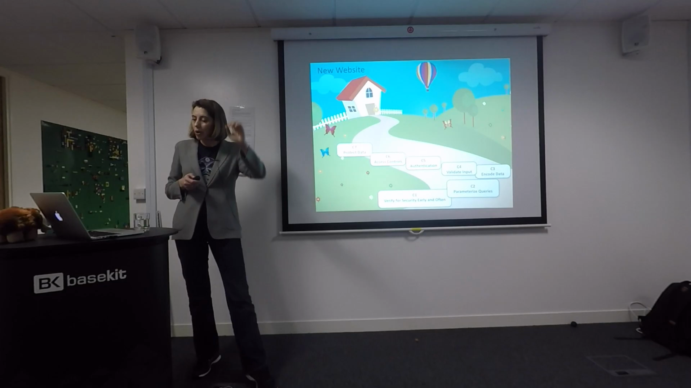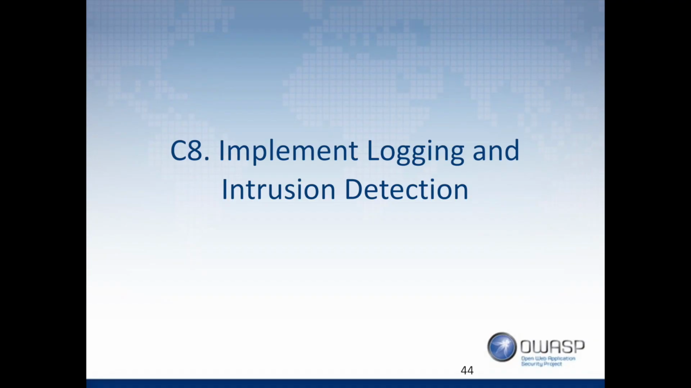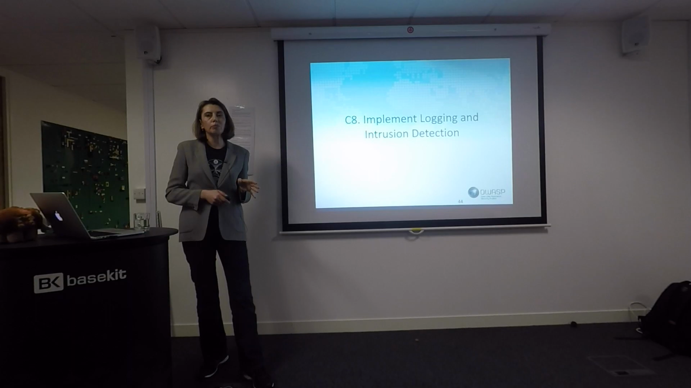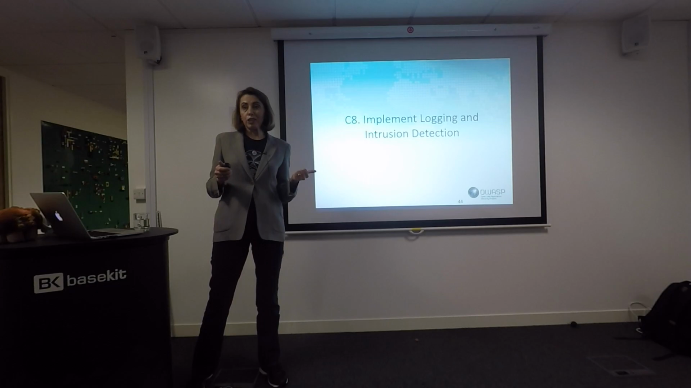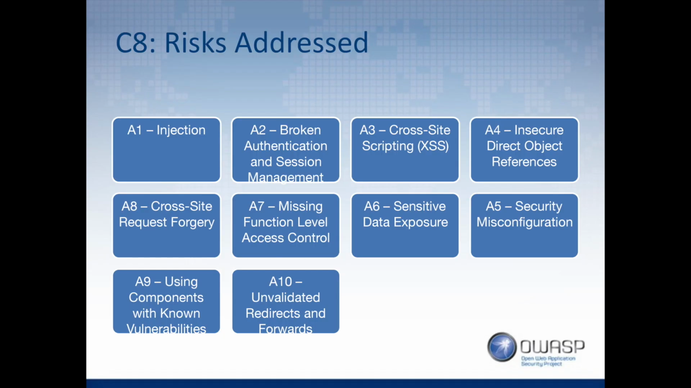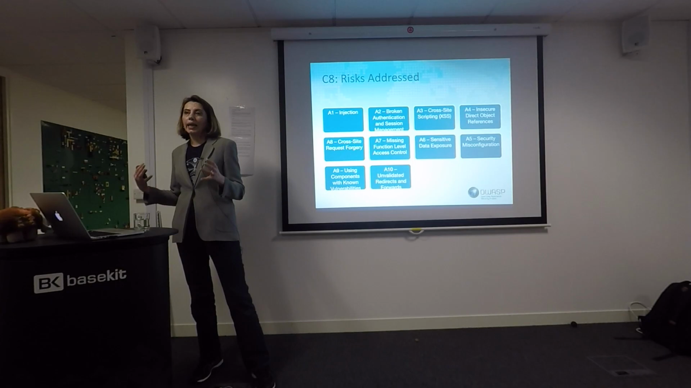Well, another thing that we can improve is logging and intrusion detection. For this, we have control number 8. Now, when it comes to logging, it shouldn't be used only for debugging and troubleshooting. You can actually use it for application monitoring, compliance monitoring, if your application needs to be compliant or has to satisfy some compliance, and intrusion detection. And using an appropriate logging mechanism in conjunction with a good detection one can help to prevent all the OWASP top 10 risks. What else can we do?